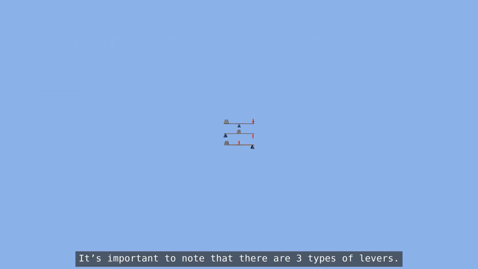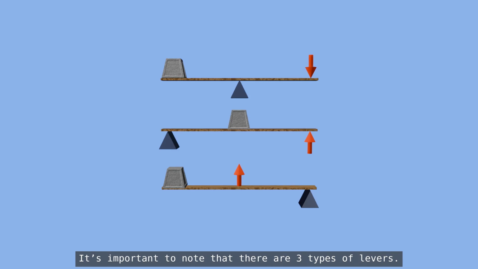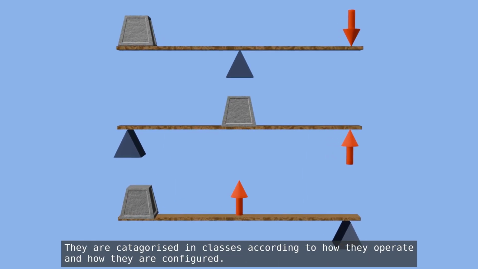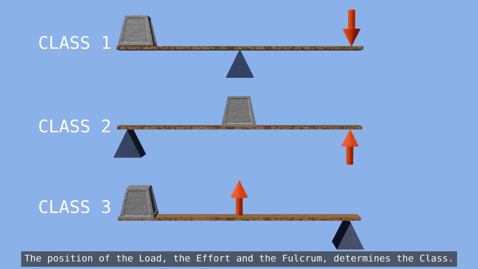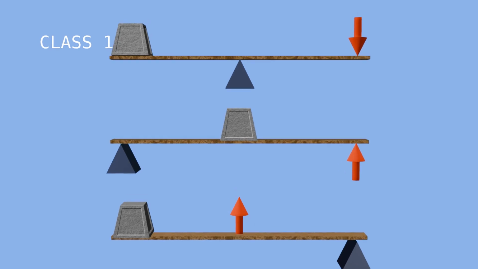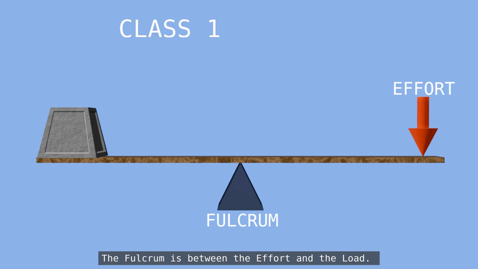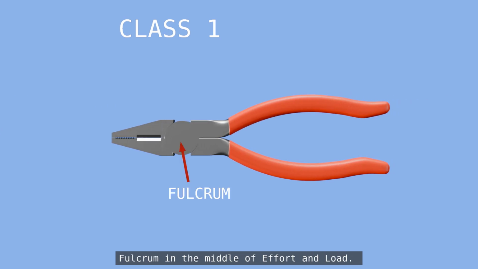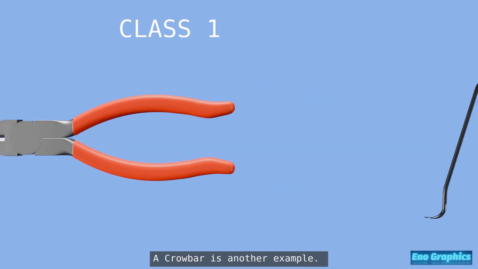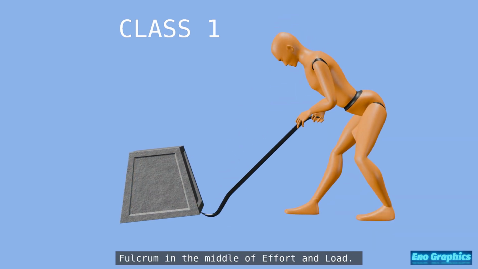Moving on, it's important to note that there are 3 types of levers. They are categorized in classes according to how they operate and how they are configured. We have Class 1, Class 2, and Class 3. The position of the load, the effort, and the fulcrum determines the class. So, here we go. Class 1. The fulcrum is between the effort and the load. A good example is the pliers. Fulcrum in the middle of effort and load. A crowbar is another example.